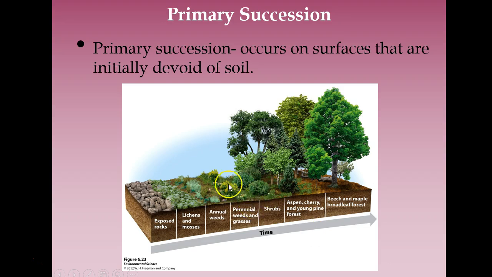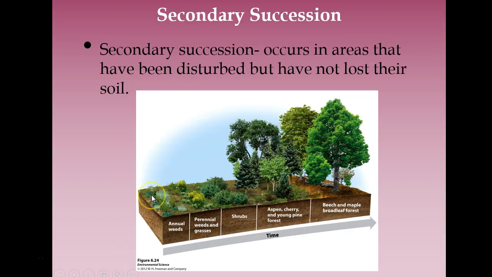The smaller grasses provide more soil as they die and turn over, creating more and more layers to support larger shrubs, which eventually turn into younger trees and then broader trees. So this primary succession occurs in an area initially where there's nothing but rock.